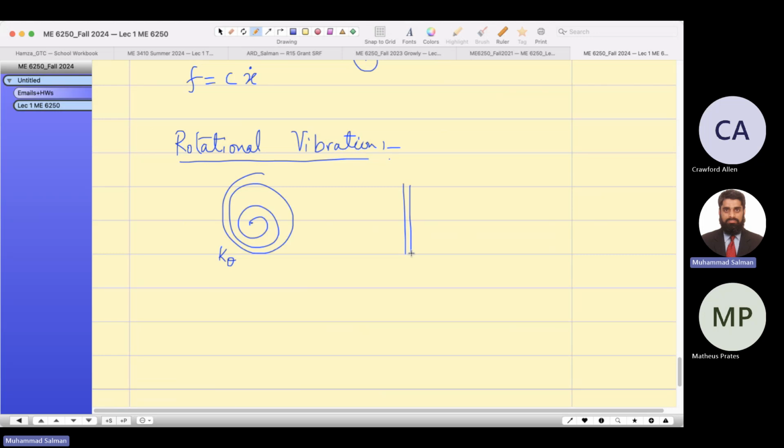Suppose we have a steel column and a disc. This is a steel rod, and the disc is rotating at an angle theta. This is the angular displacement. In the linear case, the degree of freedom is written as x, which is the linear motion. But in the torsional case, that x is replaced by the angular theta.